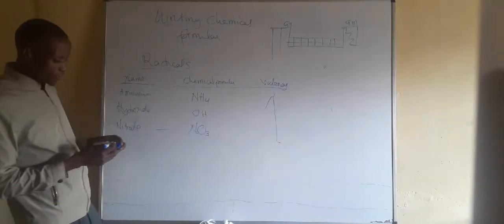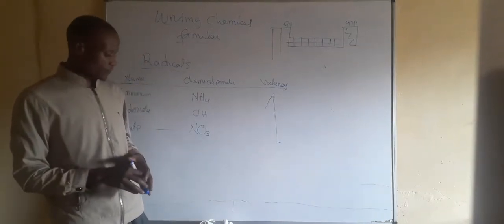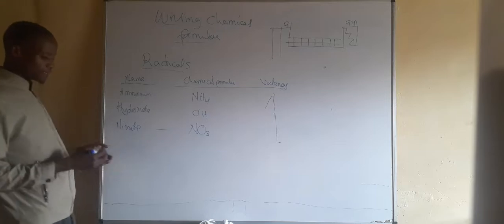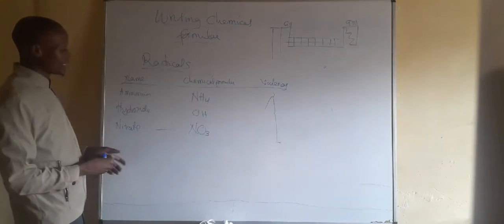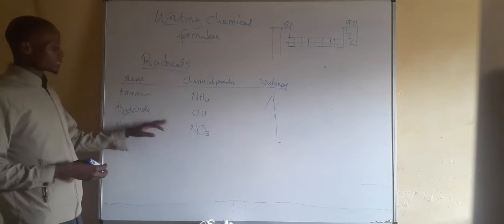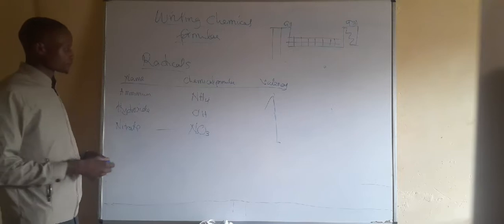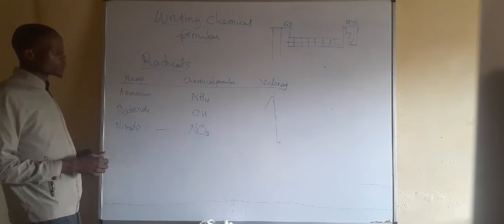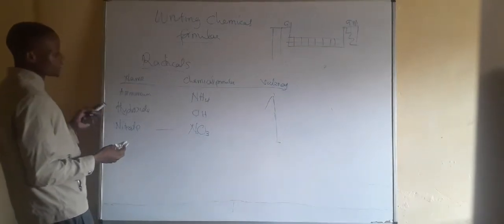These are the common radicals which have the valence number of 1. But we have many others. We have the nitrite, we have the chlorate, and many more. But these are so common, when asking questions, they do bring at least one from these 3. Now, what about those with a valence number of 2? What examples can we give of those with a valence number of 2?